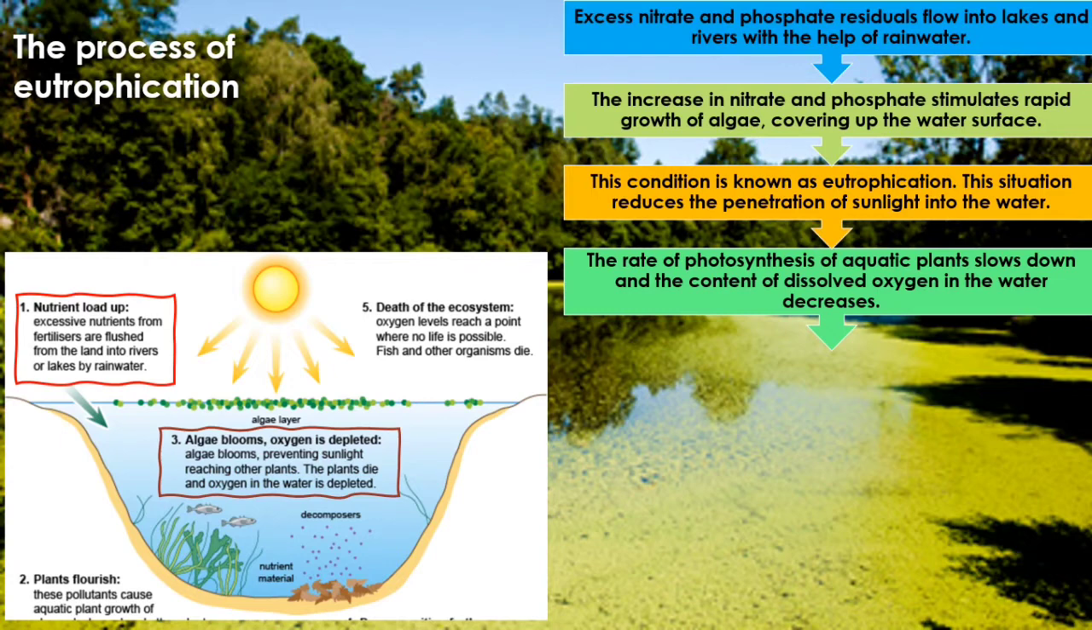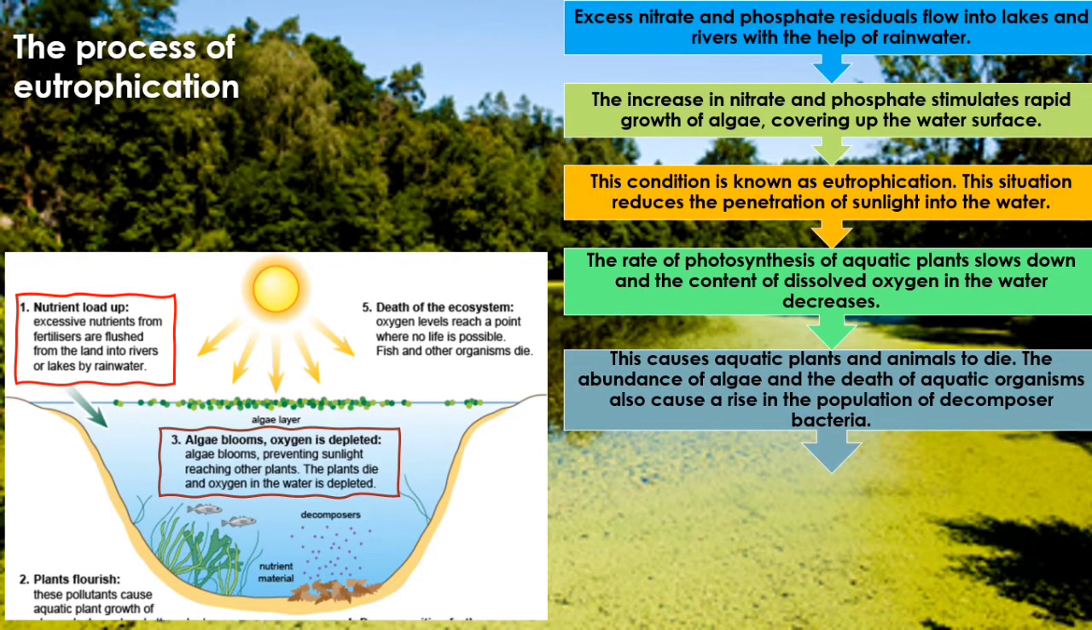This causes the aquatic plants and animals to die. The abundance of algae and death of aquatic organisms can also cause a rise in the population of decomposer bacteria.